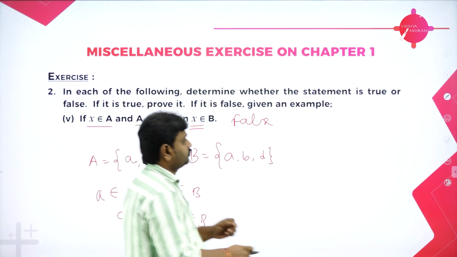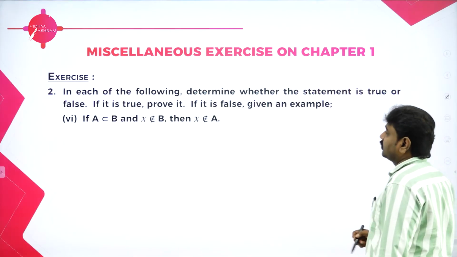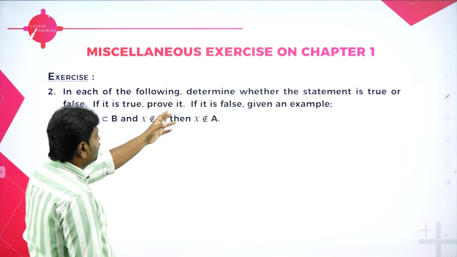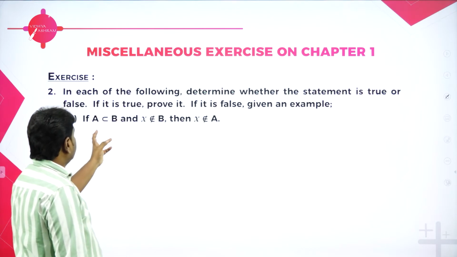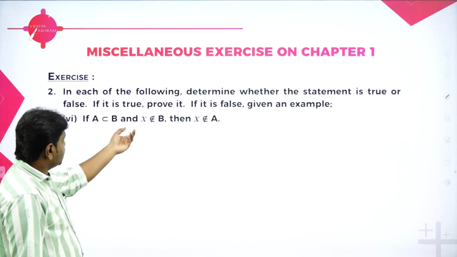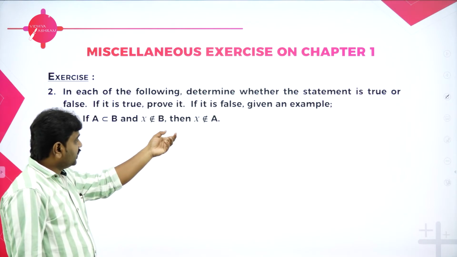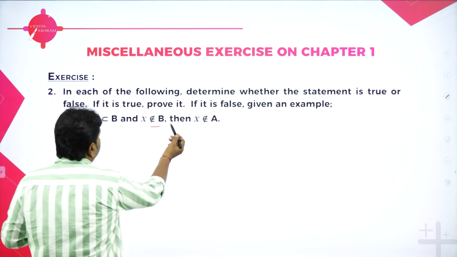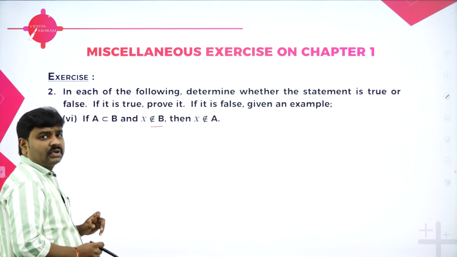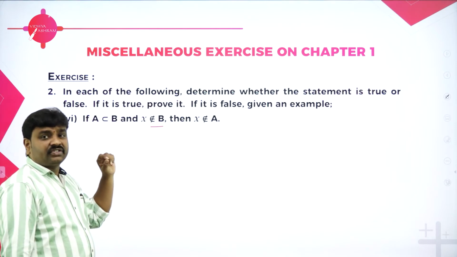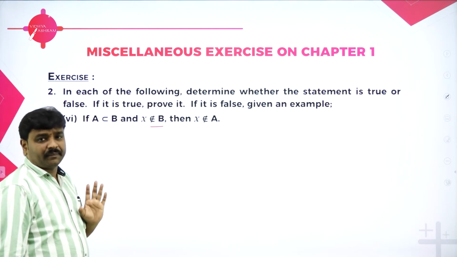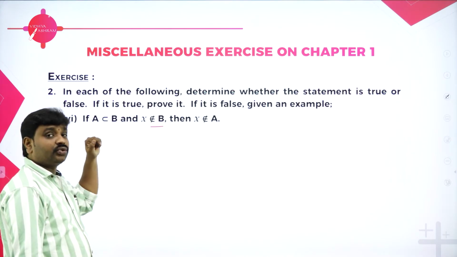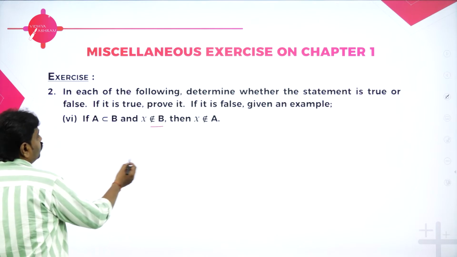Next, in each of the following, determine whether the statement is true or false. A is a subset of B, they told. x is not in B, they told. x is not in A, they told. So if x is not in B, x should not be in A, they told. Definitely if x is not in B, it need not be in A. But if x is not in A, because A is a subset, it should not be in B. So therefore this is true.